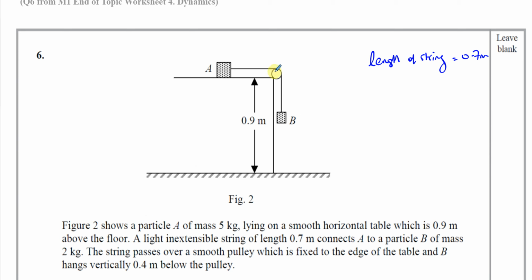The string passes over a smooth pulley. No friction in the pulley, and also no friction on the table, a smooth horizontal table, which is fixed to the edge of the table, and B hangs vertically 0.4 meters below the pulley. So this distance here is 0.4 meters. That's another important point. So there are two important points that we need to take into account.